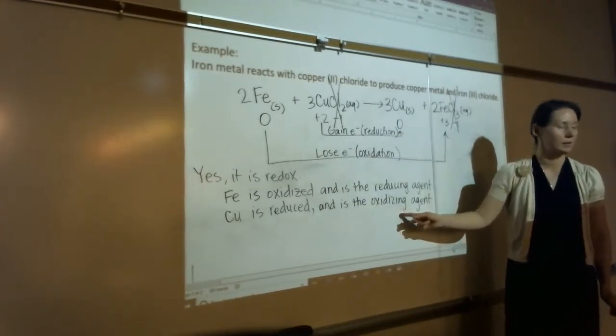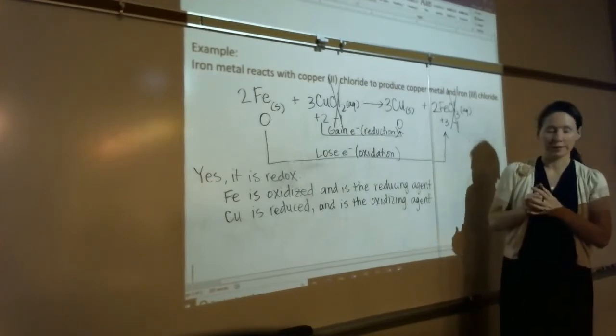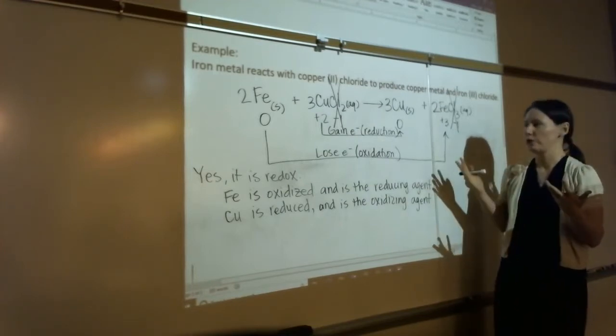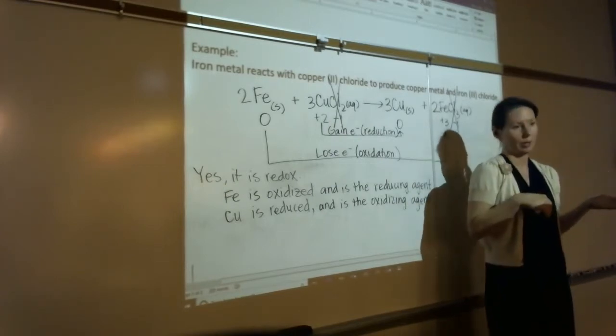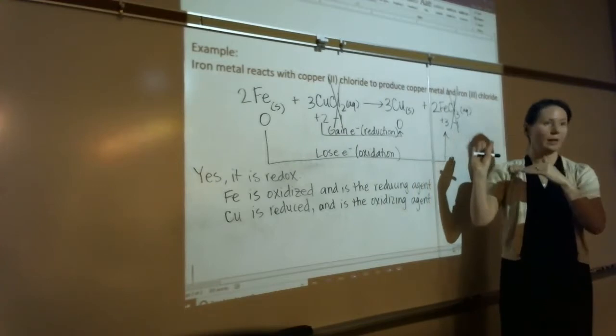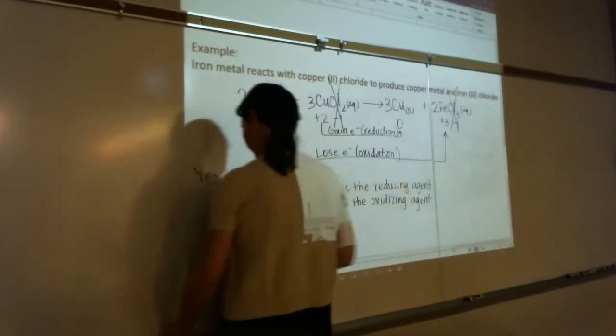Does this make sense? Do we see how to do this? You have to have both oxidation and reduction. If you do this process and you somehow come up with 2 oxidations, something's wrong. You need to go back and check your numbers, okay? Because you can't have one without the other. It doesn't work that way.